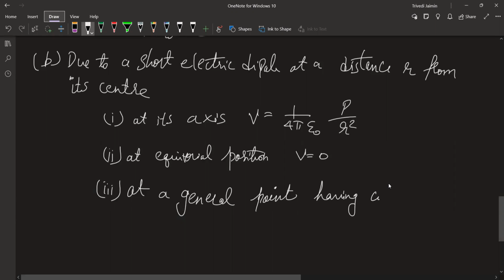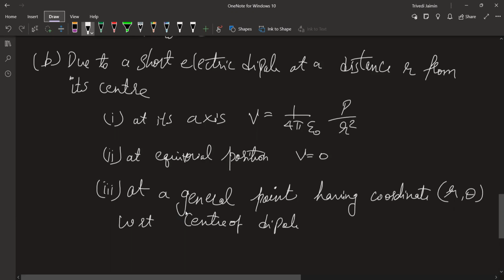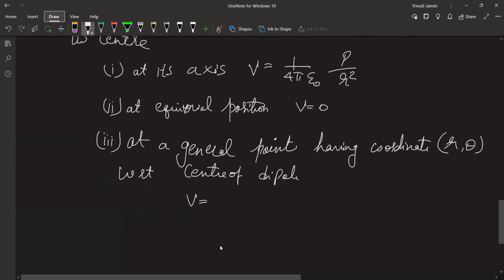A point having coordinates r and theta with respect to the center of the dipole: V equals 1 by 4 pi epsilon naught P sin theta. No, let it be P cos theta. It should be P cos theta.